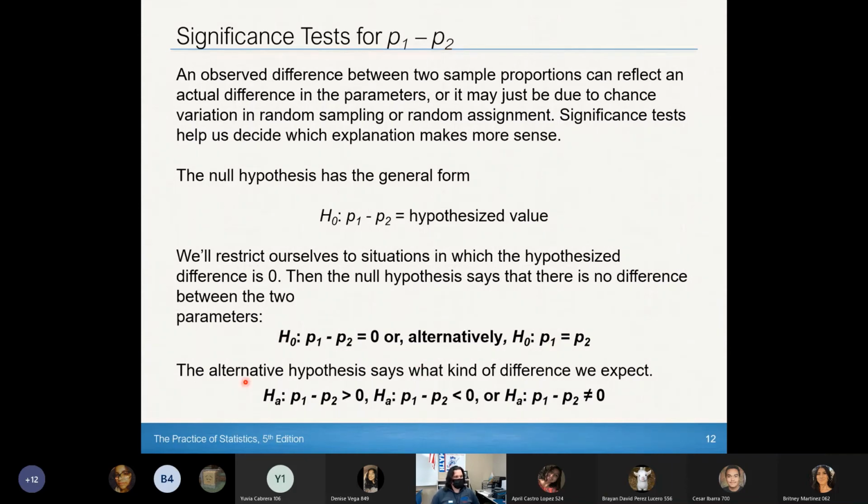The alternative hypothesis says what kind of difference we expect. Either the alternative says that the difference between the two is greater than 0, so we'll end up with a positive number, or the difference is less than 0, and we'll get a negative number. Or that it's just not 0, which would be a two-sided test. Depending on what we're curious about, what claim we're testing, depends on whether we're going to do greater than 0, less than 0, or just not equal to, and that is very similar to what we did in the previous chapter.